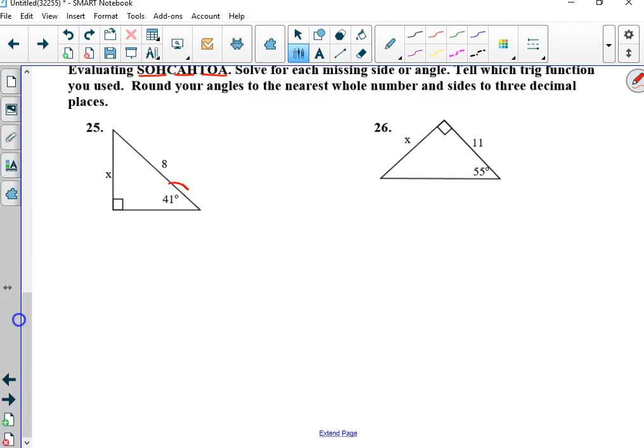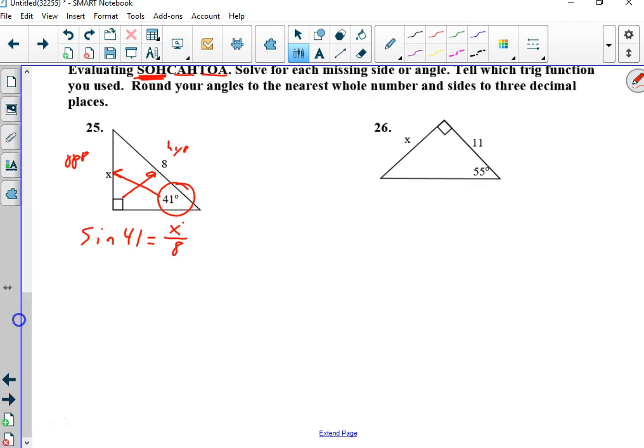So, here's Grover down here. Grover's looking all the way over there, all the way to the opposite side. Here is my hypotenuse. I label that. Well, O and H, right there. Sine of 41 equals opposite over hypotenuse.